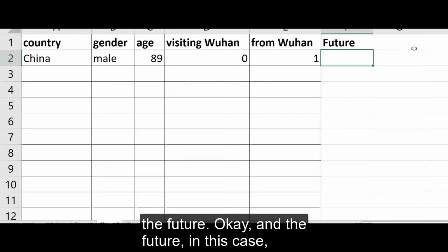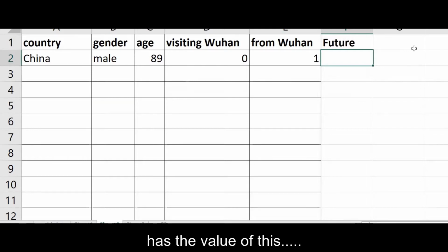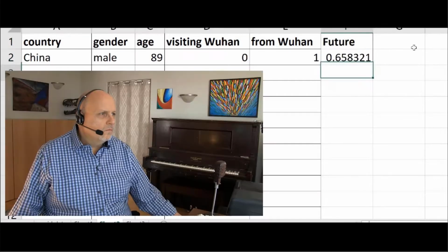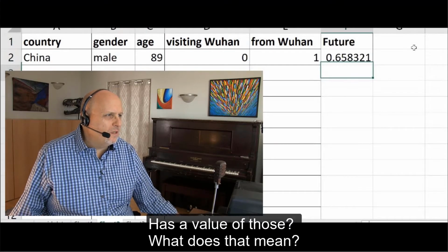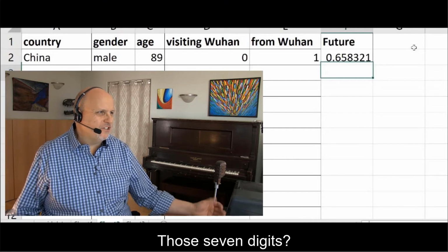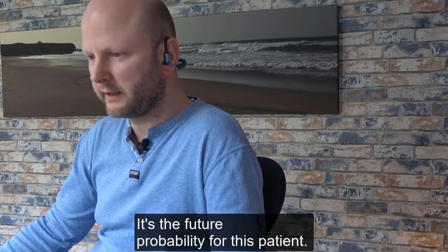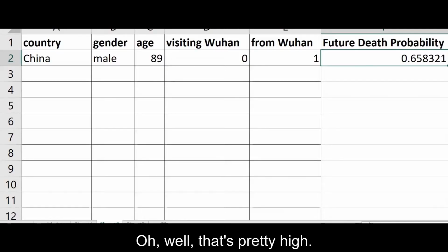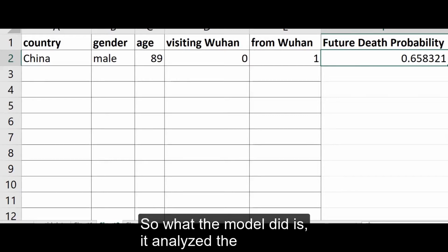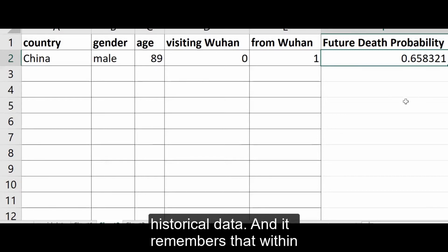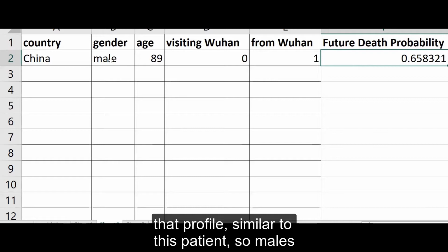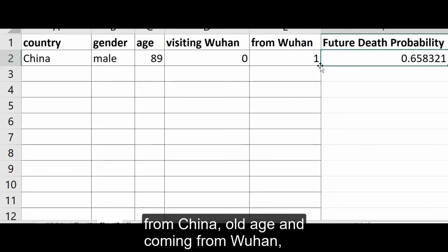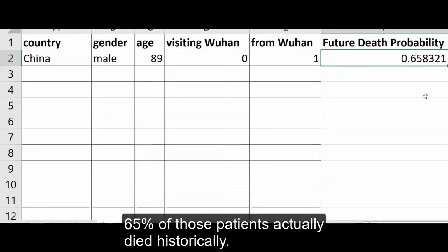Okay. And the future, in this case, has a value of this. Has a value of those, what does that mean? Those 7 digits. It's the future probability for this patient. In this case, it's a probability of death. Oh, well, that's pretty high. So what the model did is it analyzed the historical data, and it remembers that within that profile, similar to this patient, so males from China, old age, and coming from Wuhan, 65% of those patients actually died historically.